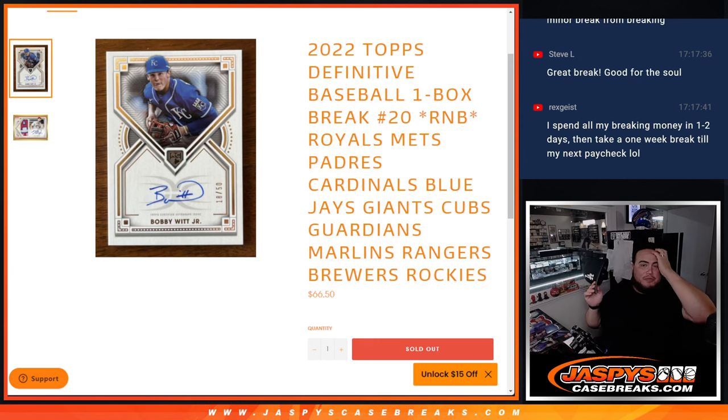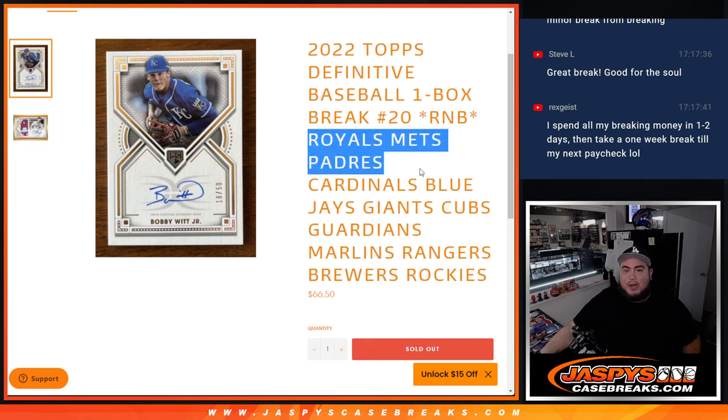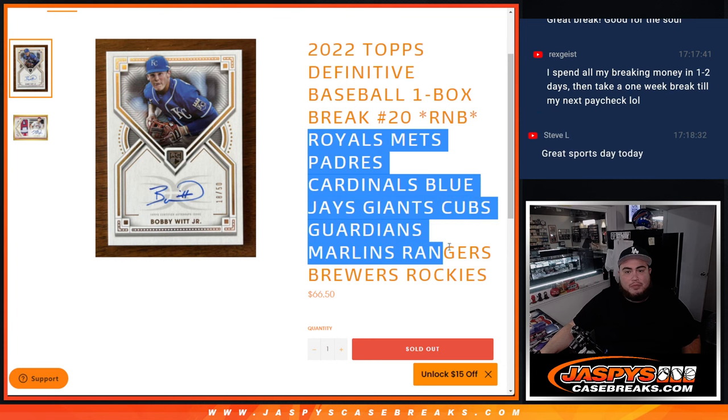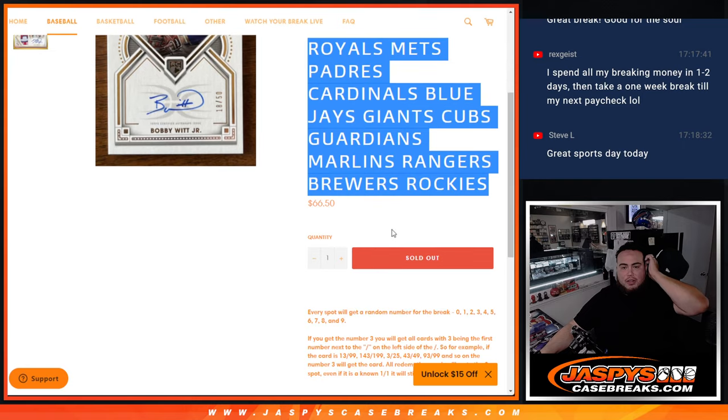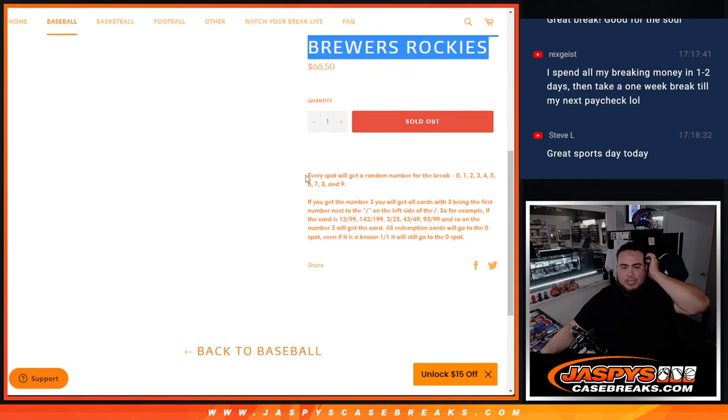2022 Topps Definitive Baseball One Box Break. Random number block number 20 just sold out, which unlocks the break. This here is a serial number break that features the Royals, Mets, Padres, Cardinals, Blue Jays, Giants, Cubs, Guardians, Marlins, Rangers, Brewers, and Rockies. And again, you get a piece of all these teams, random number block style. Everybody gets assigned a random number.